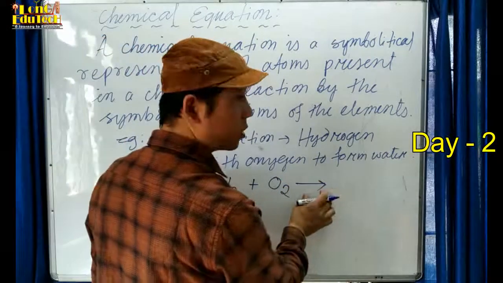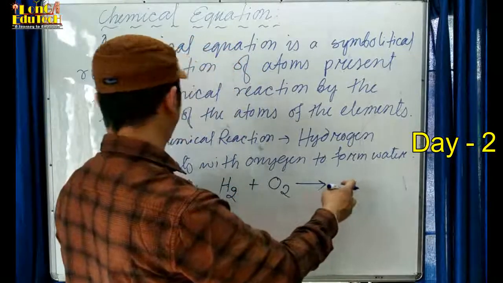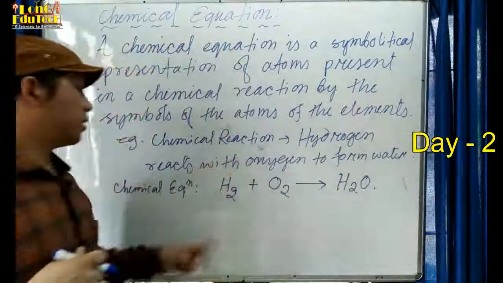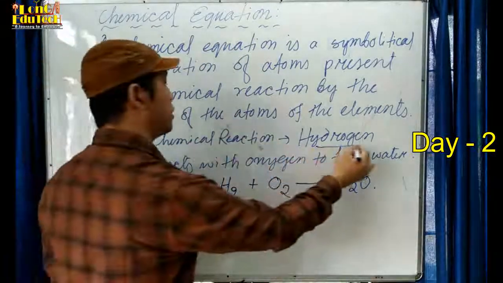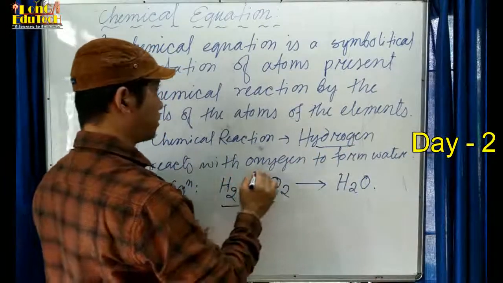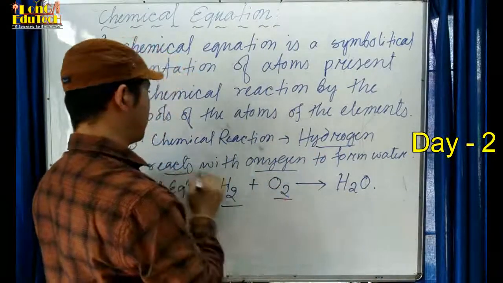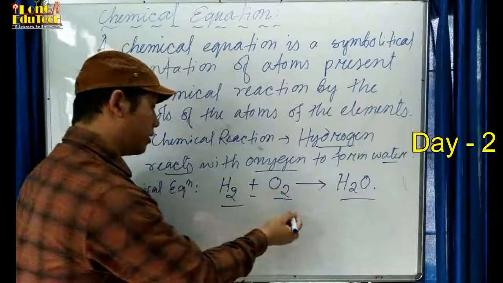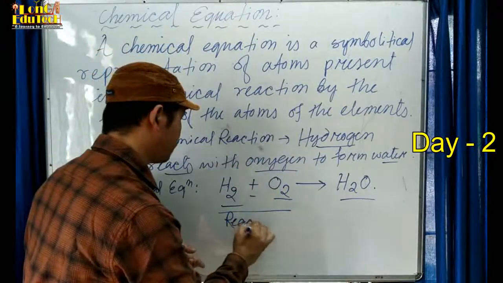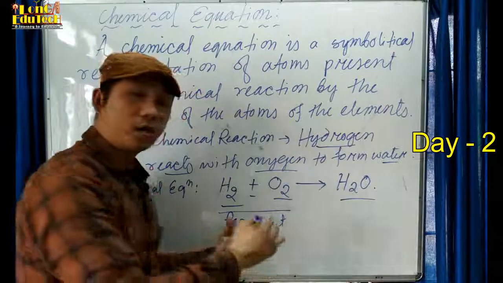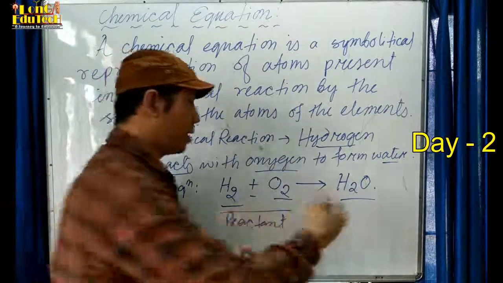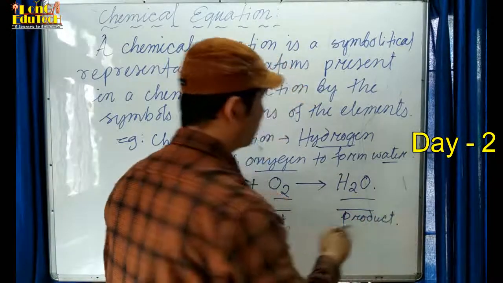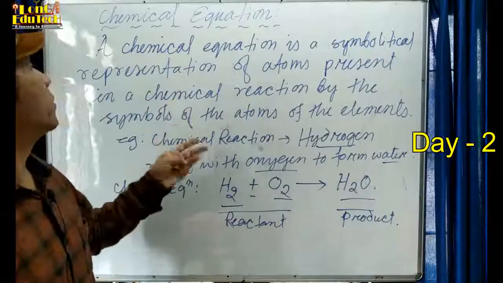Then the arrowhead points toward the product side, to form water. Water is H2O. So this is the symbolical representation: hydrogen as H2, oxygen as O2, reacts with, that will be plus, to form water. Here, these two are called the reactants. The substances which react together are called reactants, and the new substance formed is called the product. So this is the chemical equation.